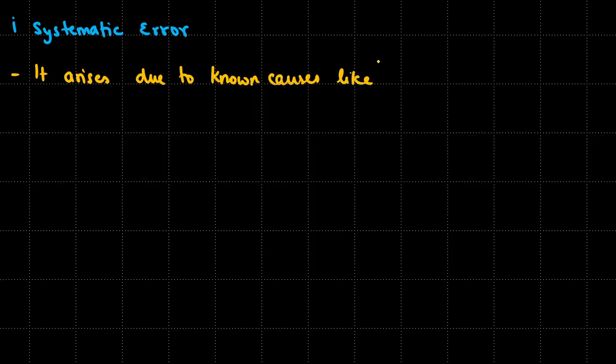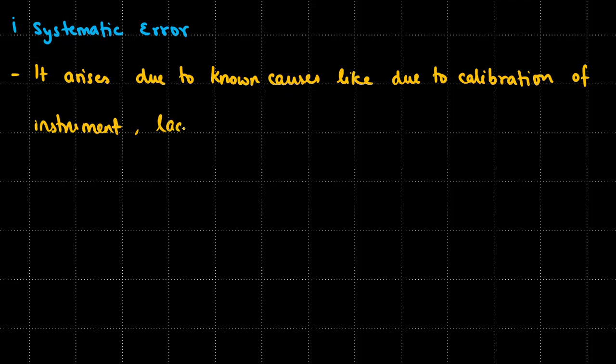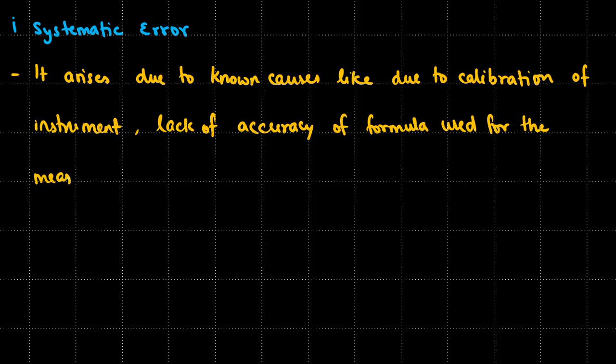like calibration of the instrument, and a lack of accuracy of the formula used for the measurement, etc. The errors due to calibration and lack of accuracy of formulas can actually be fixed.